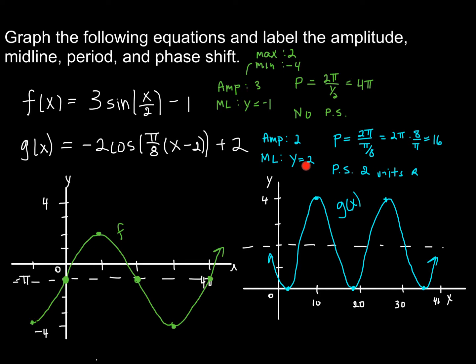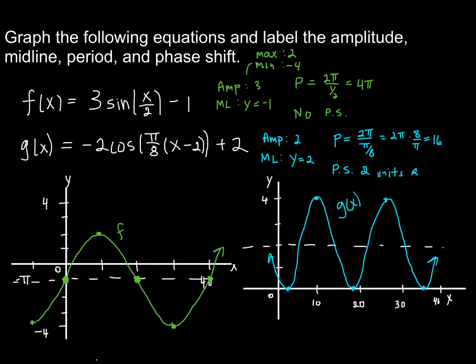So midline of 2, amplitude of 2, that means our maximum is at 4, our minimum is at 0. The period is 2 pi divided by pi over 8, which is 16. And then we're going to have a phase shift of 2 units to the right.